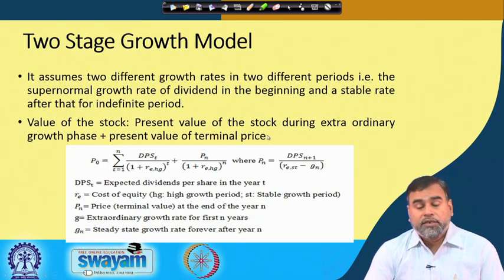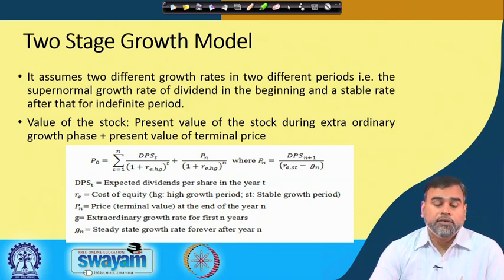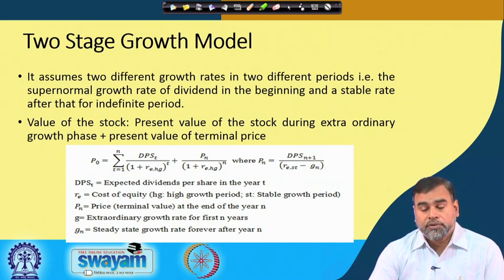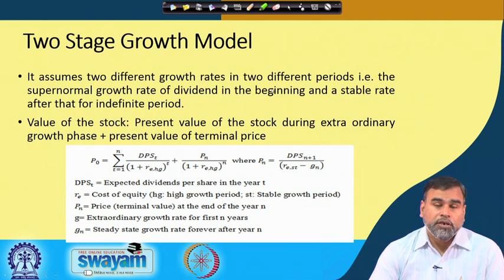And I already told you there is another model called the two-stage growth model. There we assume two different growth rates in two different periods: a high growth rate in the beginning, and after a certain period of time the growth rate reduces and remains stable for an indefinite period of time. In one period there is a supernormal growth rate and in another period there is a stable growth rate which is relatively lower. In that context, how can we calculate the value of the stock?